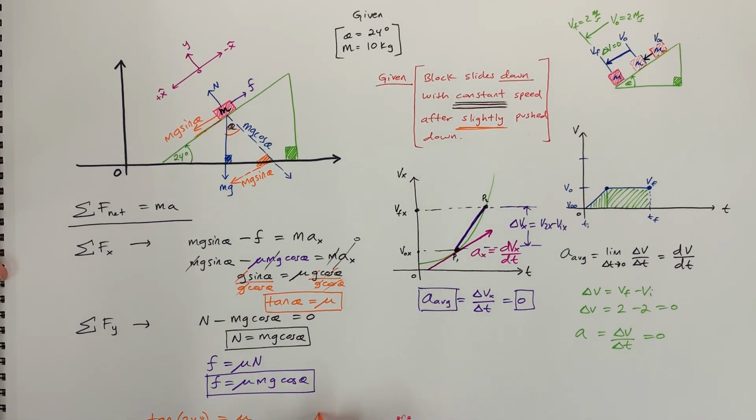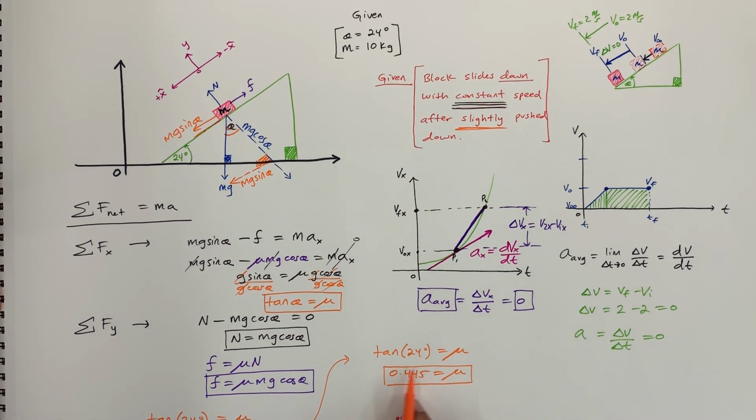I'm going to write it up here. I'm not sure if I got this in the video here. So tangent of 24 degrees, which is what we found here, is equal to mu, and tangent of 24 degrees is 0.445, so that's our coefficient of friction. And this number should always be less than 1. And so that's how you do that.